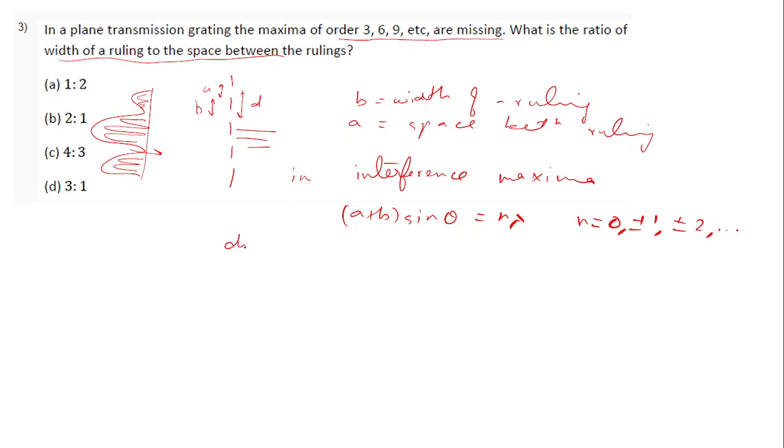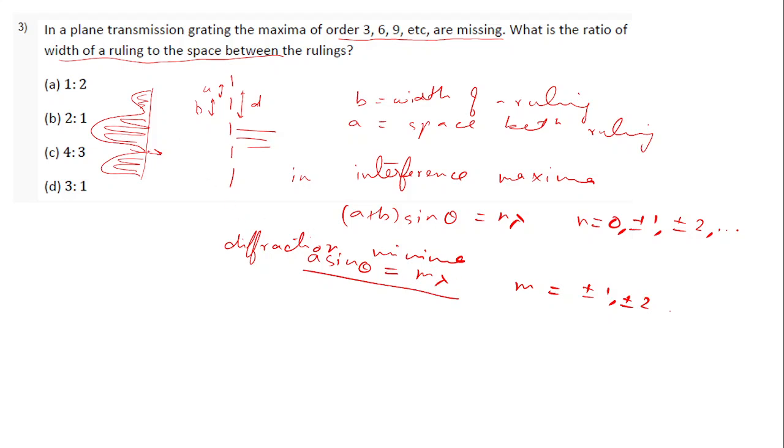Now, diffraction minima. The condition for diffraction minima will be a sin theta is equal to m lambda, where m will be plus or minus 1, plus or minus 2, and so on.